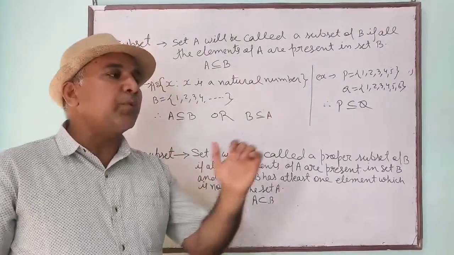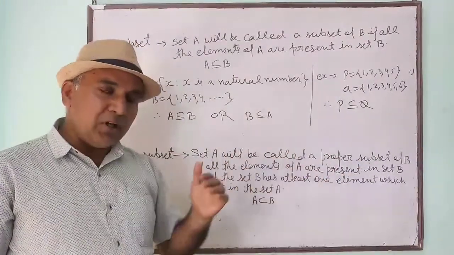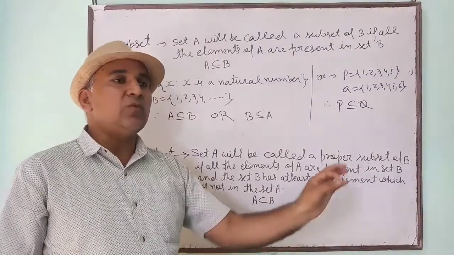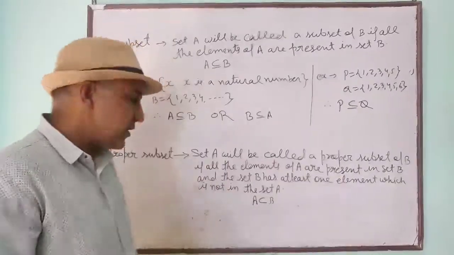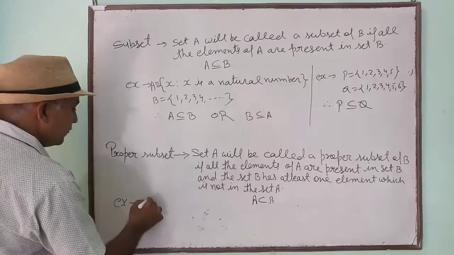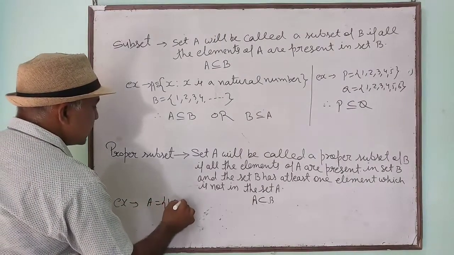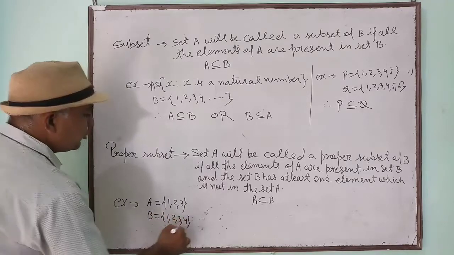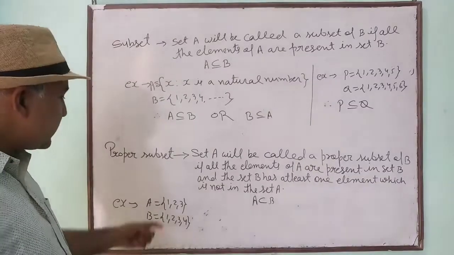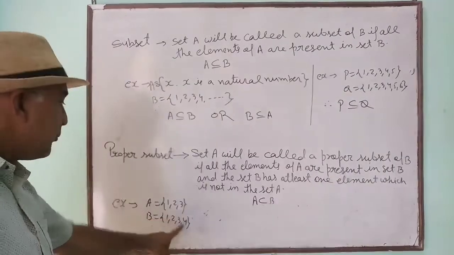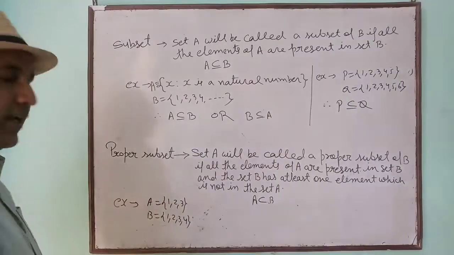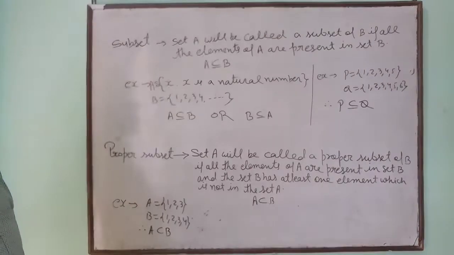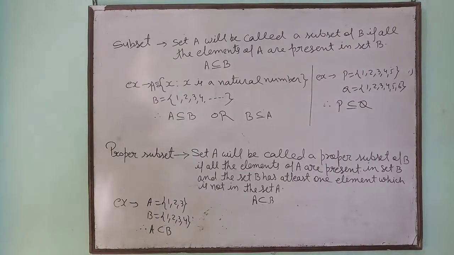A set will be called a proper subset of another set if all the elements of one set are present in the other, but the other set should have at least one element more than the first one. See the example. Suppose set A is 1, 2, 3 and set B is 1, 2, 3 and 4. You can see that all the elements of A are present in B, but B has one element which is not in A. So we can say that A is a proper subset of B. Understood? Now pause the video and note down these things.